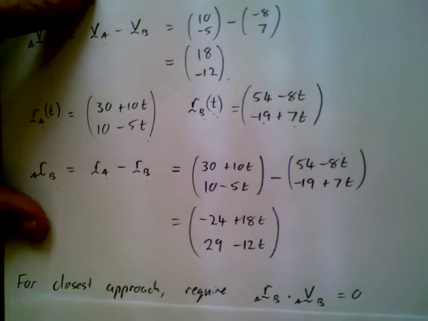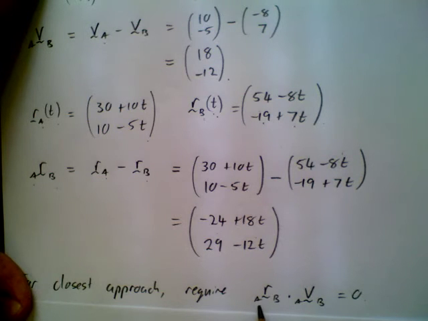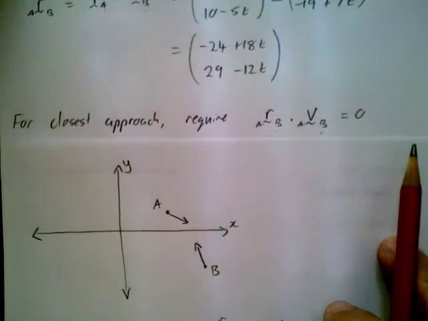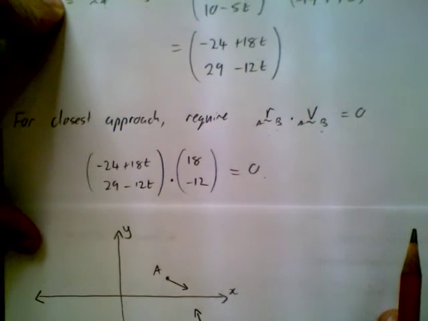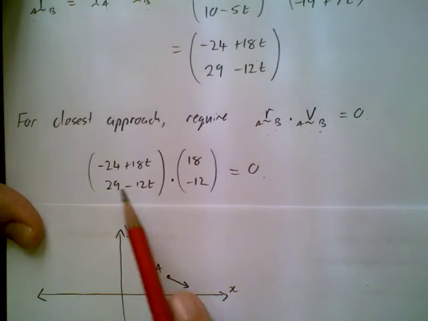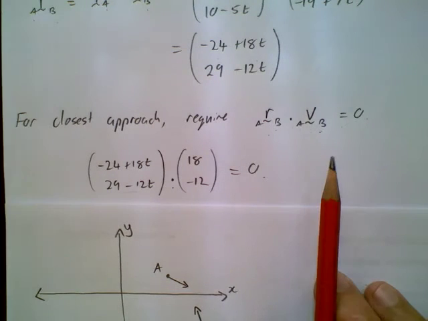So at this point here, we're now ready to use our rule for closest approach, which is position vector of A relative to B, scalar product with velocity of A relative to B being equal to 0. In other words, the relative position vector of A relative to B needs to be at right angles to that velocity vector of A relative to B. That's why this rule works. Okay, so at that point there, we can now go and do that. So we've got our position vector of A relative to B here. There's our velocity vector of A relative to B. We just take the scalar product and set that equal to 0.